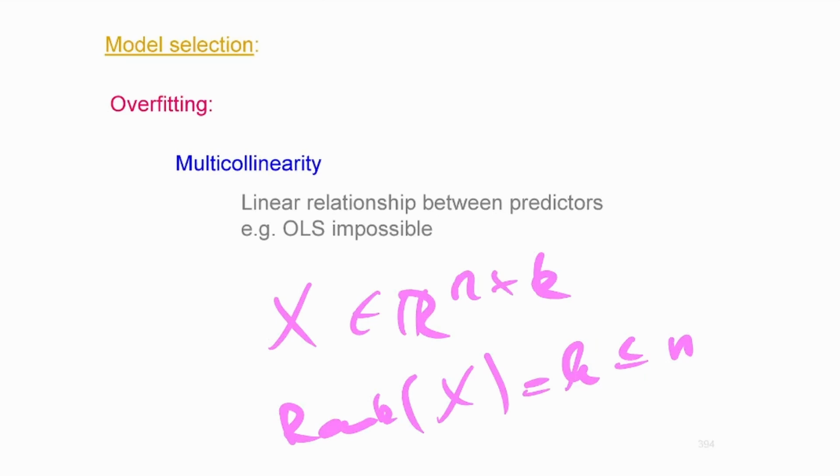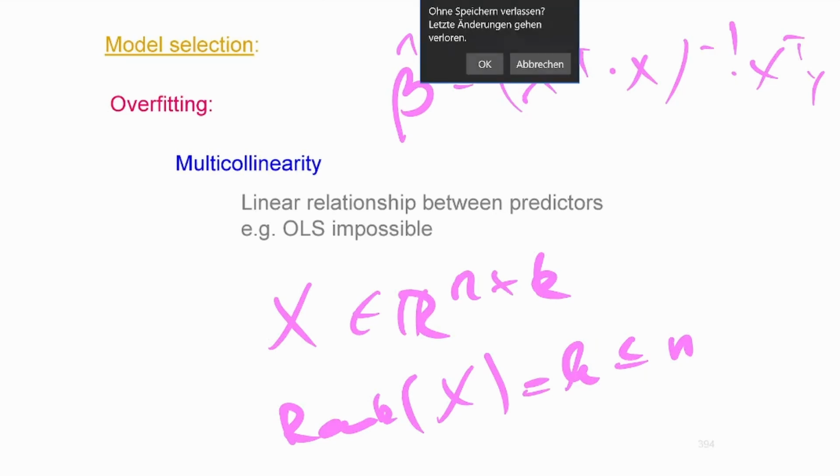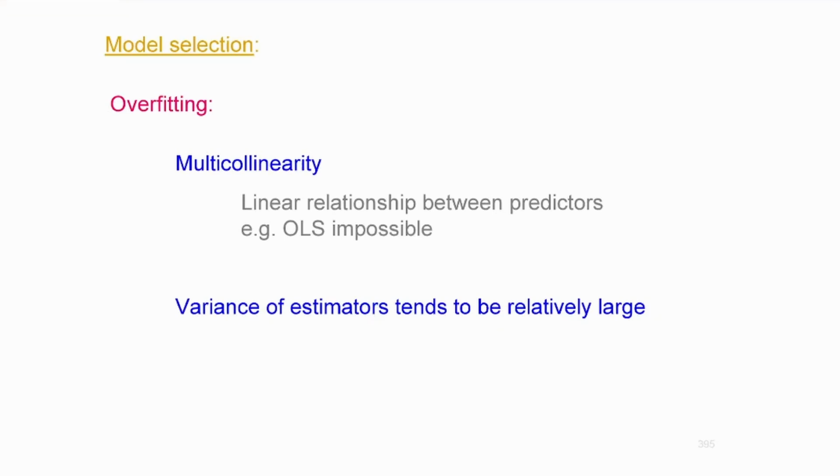If it's not, you might remember from OLS regression that (X transpose X) to the power of -1 does not exist. That was basically the guarantee for that. So if there is multicollinearity, which means there is some sort of linear relationship between the predictors, then OLS estimation, for example, is not possible. So you have too many spices in your dish. That could be an issue.